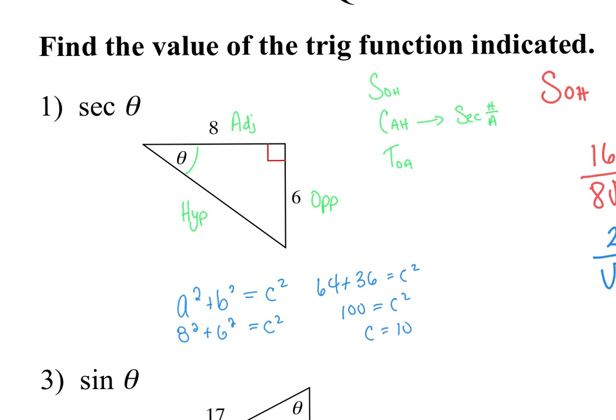So now I know that my hypotenuse equals 10, and now I can put hypotenuse over adjacent. Do you think I'm going to leave it that way? No, reduce. 5 over 4 is my answer.